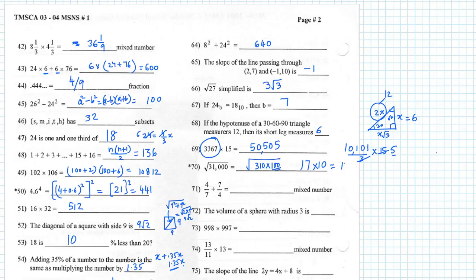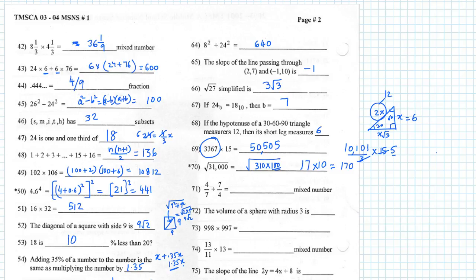So I'll write the answer as 170. So in reality, it's going to be a little more than 170. Let's quickly check on the calculator. The square root of 310 is going to be 17.6. So the actual answer to this question is 176. But if you write 170, that should be close enough.